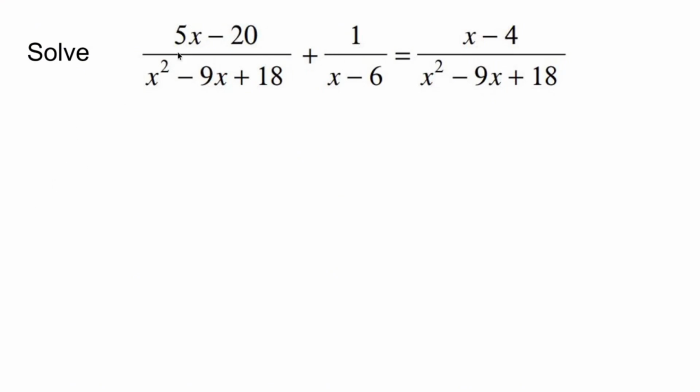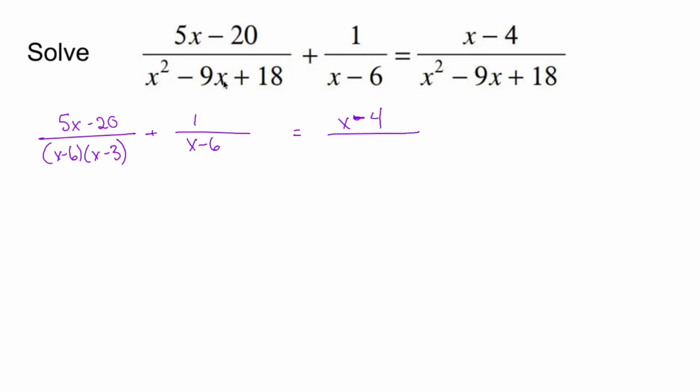So I'm going to leave you the way you are, 5x minus 20 over... Factor this out. When you factor this out, two numbers that add up to -9 but multiply out to 18 are going to be x minus 6 and x minus 3. Plus 1 over x minus 6 equals x minus 4 over, and this guy and this guy are exactly the same, so x minus 6, x minus 3.